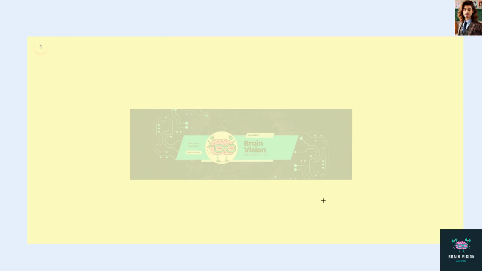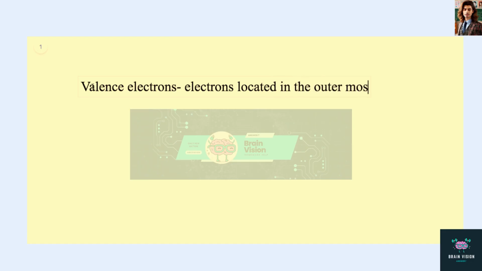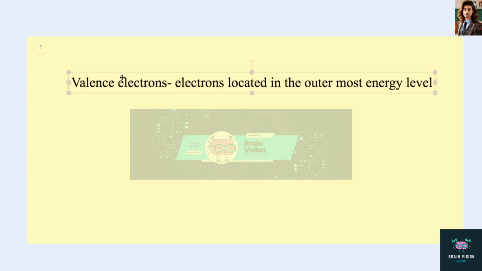Chapter 3, Problem 16 says, what are valence electrons? And what is so important about valence electrons? Valence electrons are electrons that are located in the outermost energy level. These electrons are very important because they're used to determine chemical bonding.